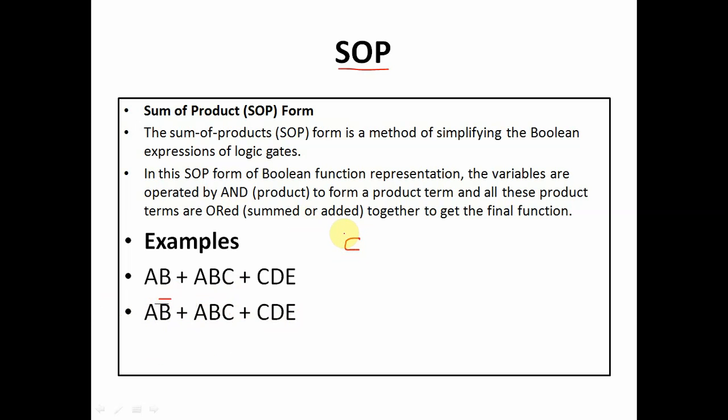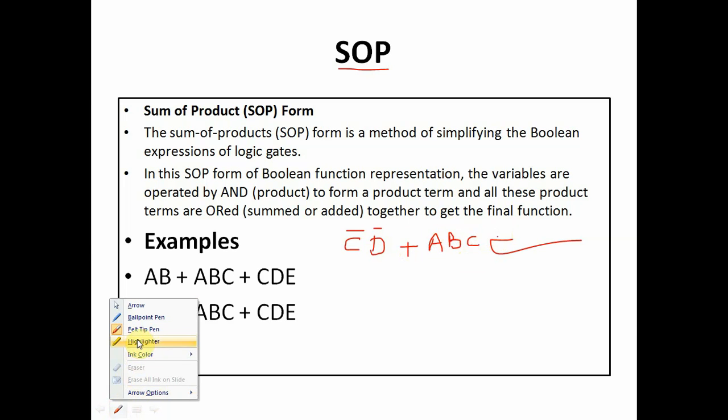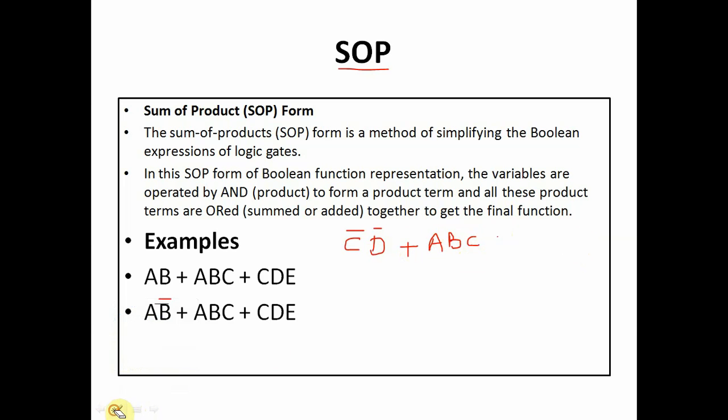Now I will take another example. C bar D bar. Here two variables are used, C and D. In these two variables there is a multiplication term present. Multiplication is nothing but the ANDing operation. Plus ABC plus ACD plus ACD. This is an example of an SOP function.